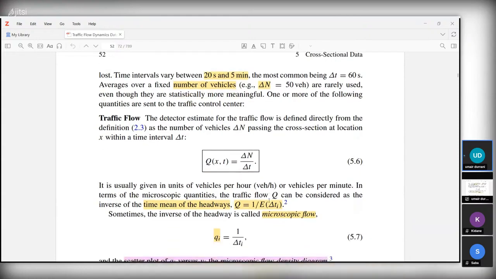And please let me know if you are unable to see the screen. I'm sharing my screen, but if you're not seeing it, please let me know.